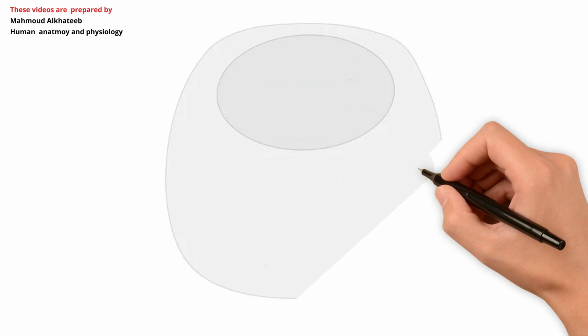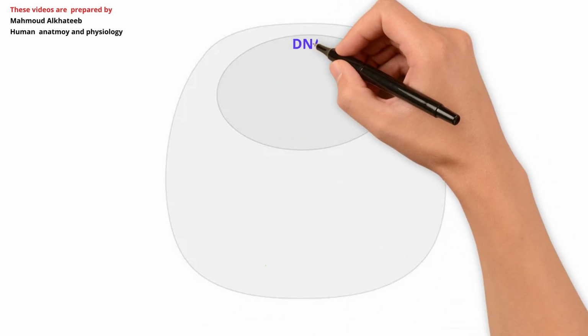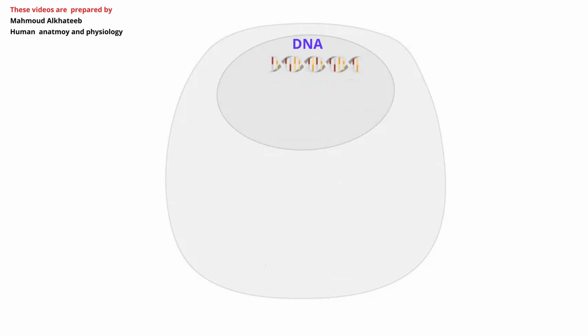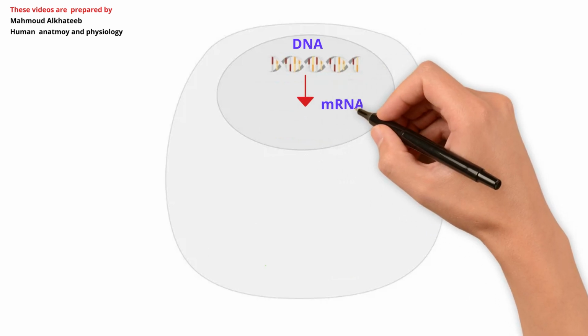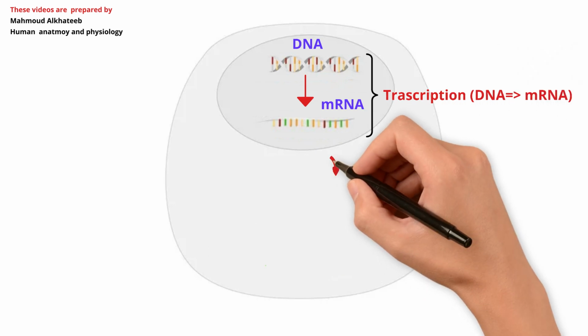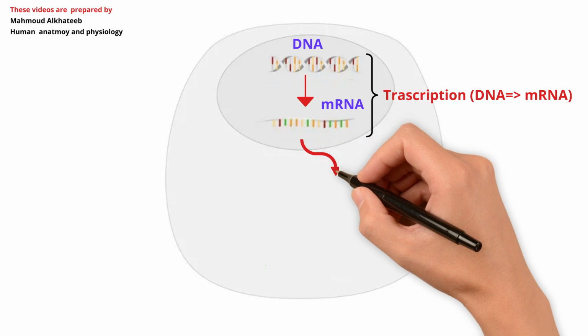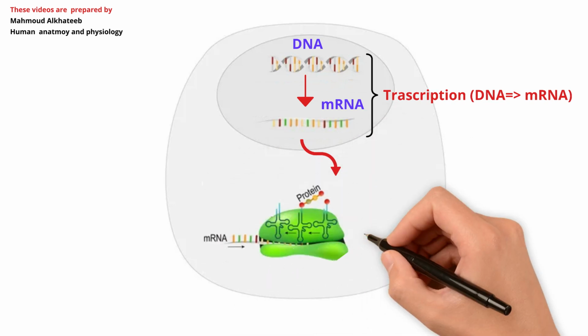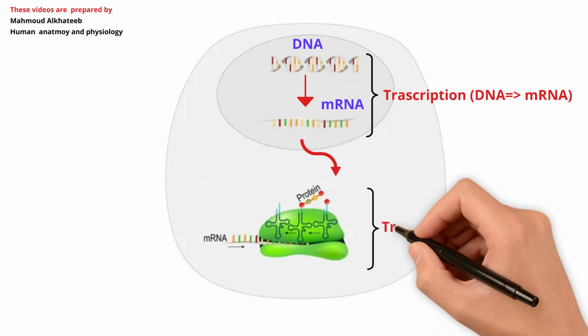Now let's understand the role of the nucleus as a control center of the cell. In this regard, the nucleus governs cellular activities by controlling gene expression through the process of transcription, where DNA is transcribed into messenger RNA, known as mRNA. This mRNA then travels to the cytoplasm to guide protein synthesis at the ribosomes in a process called translation.